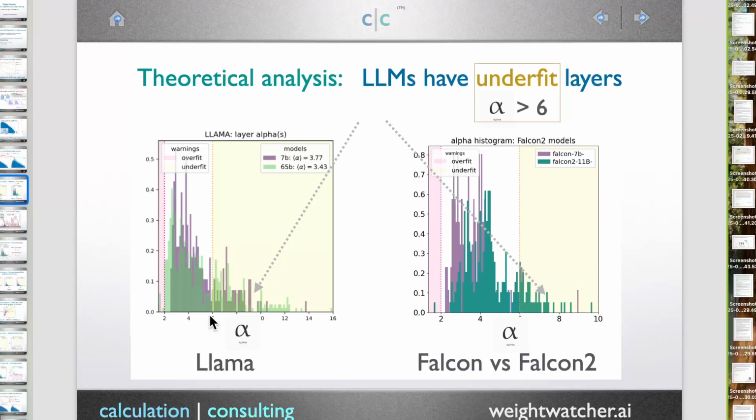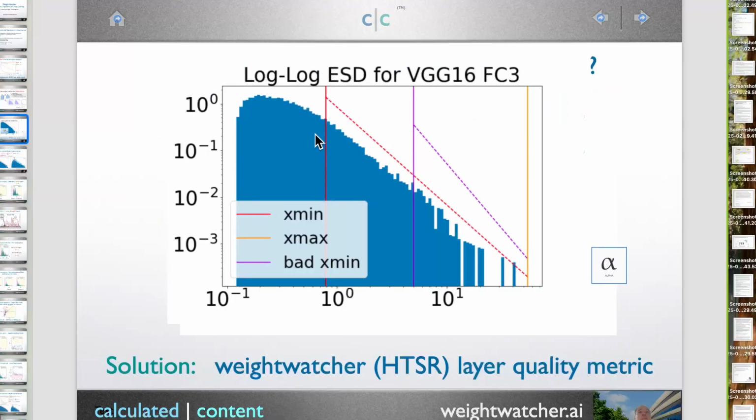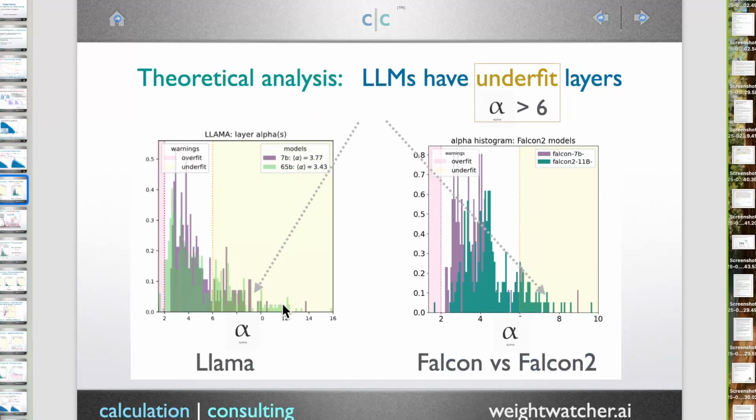If you plot a history, you measure this: you take every layer, you take the Ks, you take the attention blocks, you split them up, you look at the individual components, you make a histogram, you fit this curve, and you ask, what's the slope? It turns out in Llama and in Falcon 2, a lot of the layers are within this safe range. Theory predicts there's a safe range between 2 and 4, 2 and 6. But when the alpha is greater than 6, the layers appear to be widely underfit.